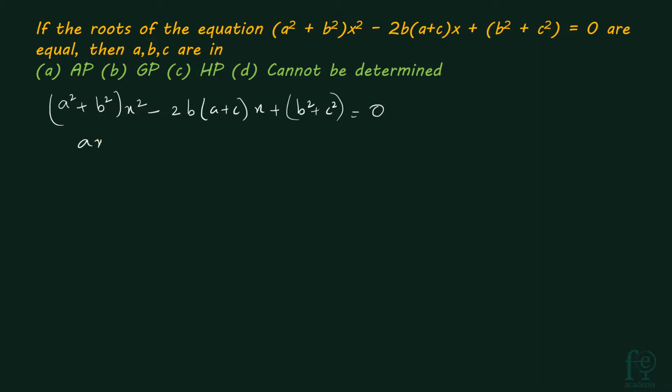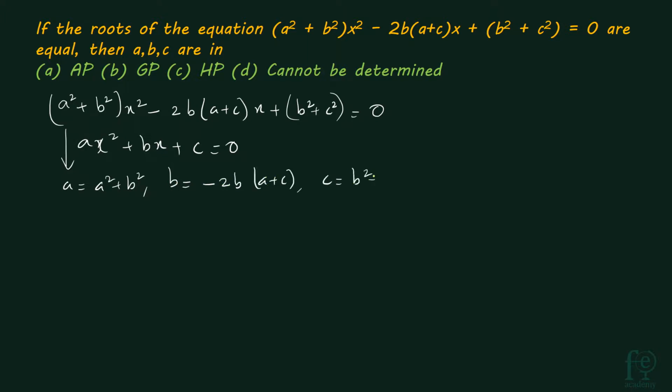Compare this with the standard expression Ax square plus Bx plus C is equal to 0. So this implies A is equal to a square plus b square, then B is equal to minus 2b into (a plus c), and C is equal to b square plus c square. So roots are equal. Roots are equal means what is the meaning? B square minus 4AC is equal to 0 in the standard expression. So you will be getting here minus 2b into (a plus c), the whole square, minus 4AC.